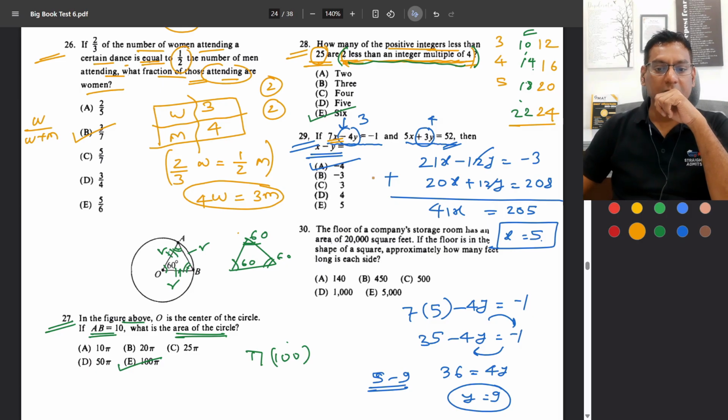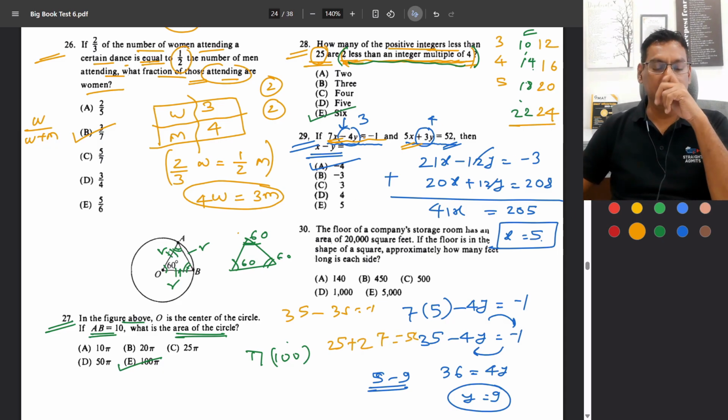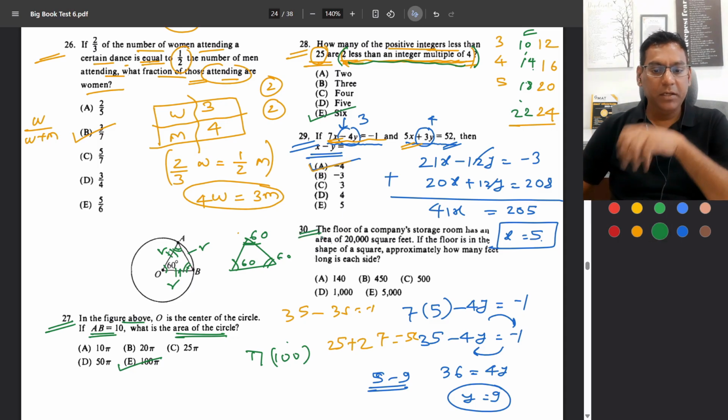Okay. We can also verify if this is correct. So the equations will be 35 minus 36 is equal to minus 1. So this is correct. This is 25 plus 27 is equal to 52. This is also correct. So as the x and y values are correctly calculated, x minus y is minus 4. Okay. All right.